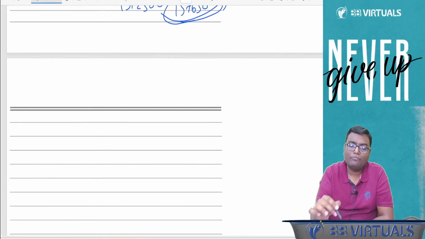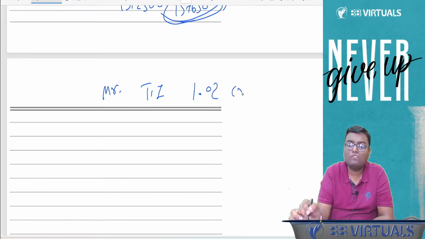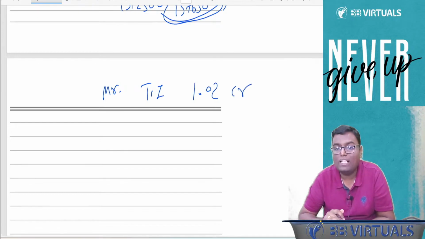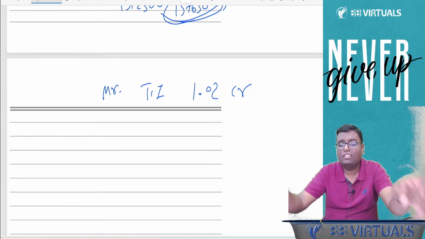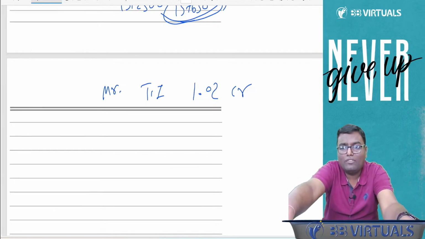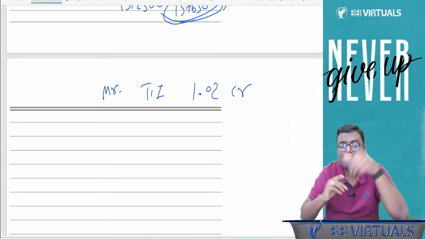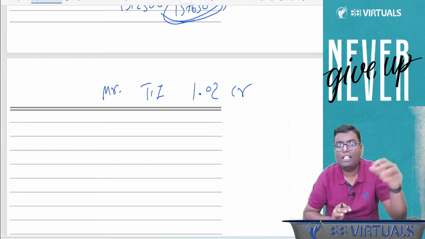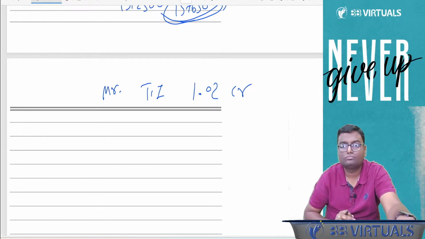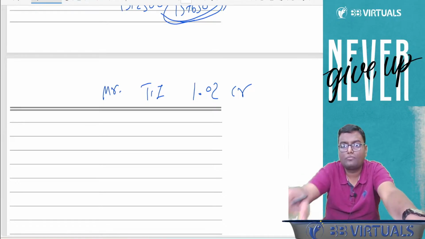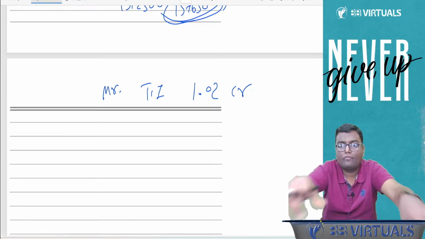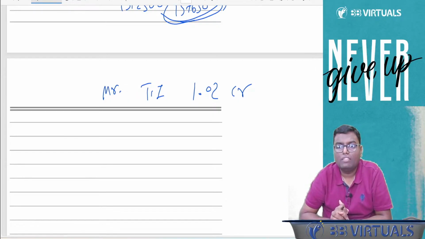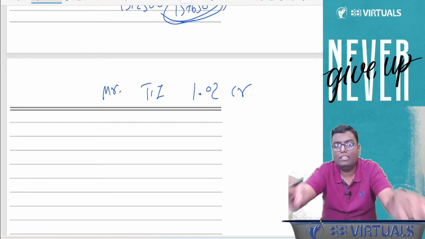Okay, tell me, Mr. A, total income is 1.02 crore, 1 crore 2 lakh. Calculate tax payable. Acha, calculate with due care. Here too many things you have to see. Tell me the tax payable if total income is 1 crore 2 lakh.